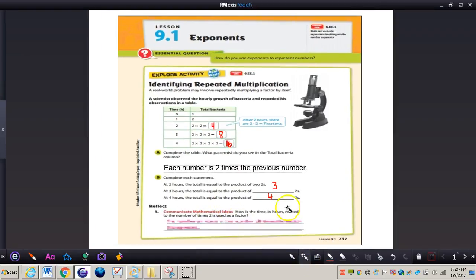Now let's take a look at the reflect question. It says, how is the time in hours related to the number of times 2 is used as a factor? So we can see the number of hours is the number of times the factor 2 is repeated. So you can see for 1 hour, just repeated 1 time. 2 hours, 2 times 2. 3 hours, 2 times 2 times 2. And 4 hours, 2 times 2 times 2 times 2. So you can see that relationship there in the chart. Answer question number 1 on page 237.